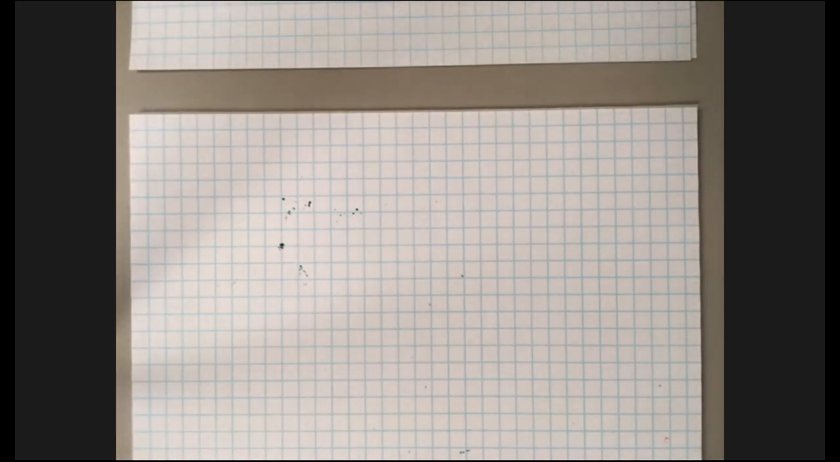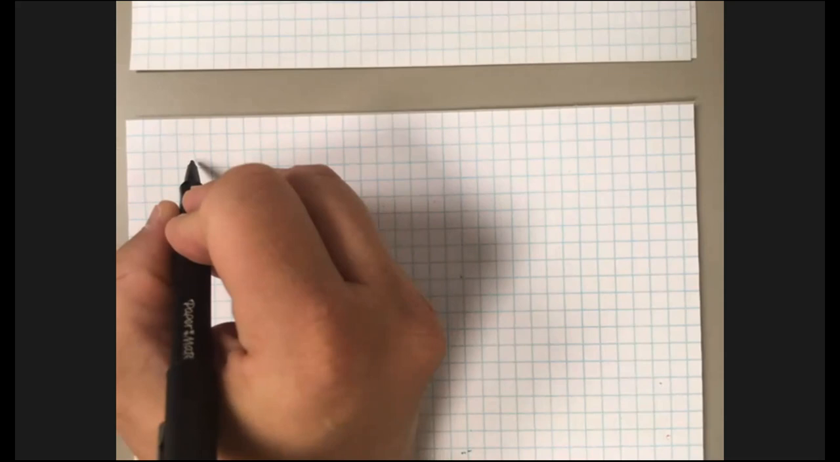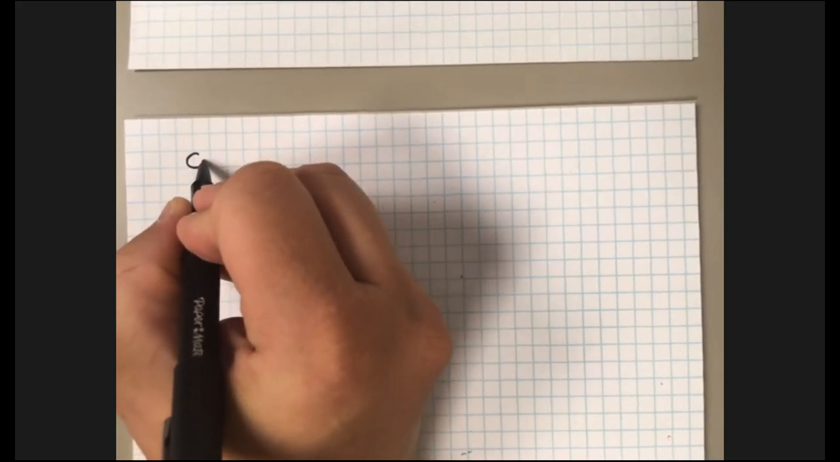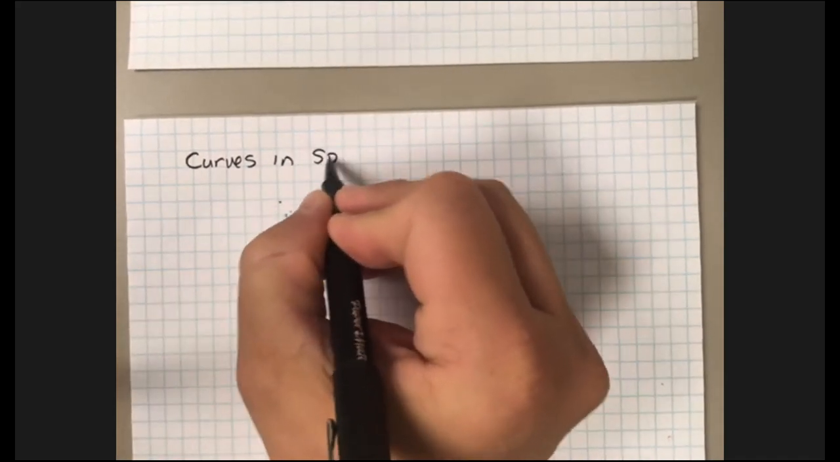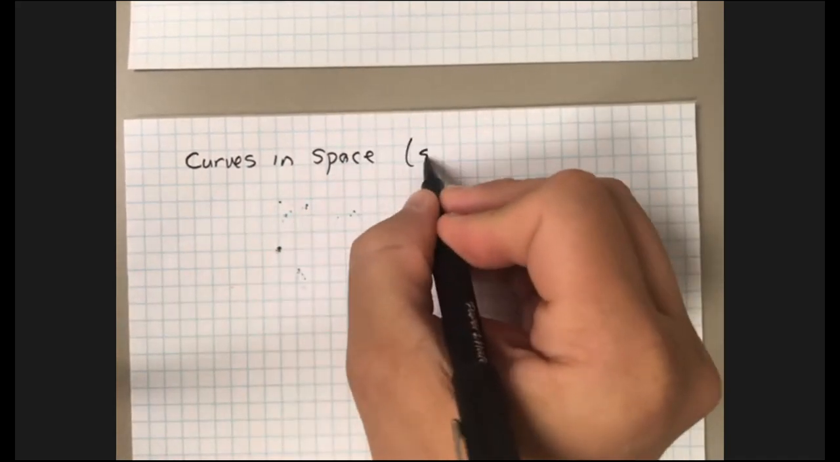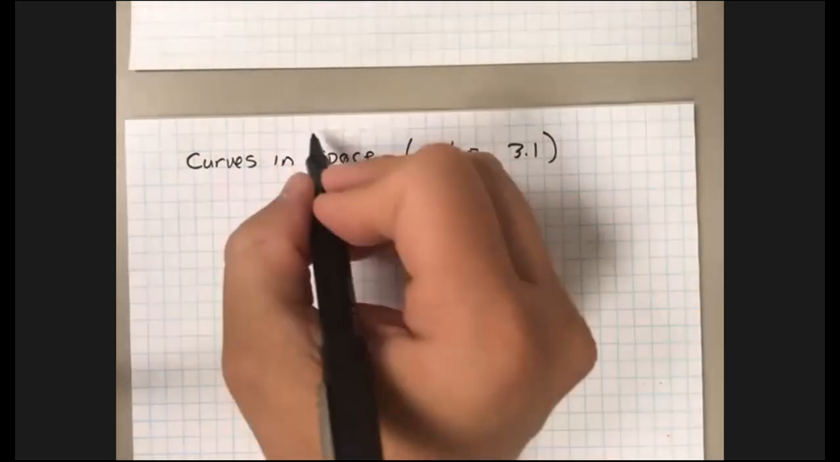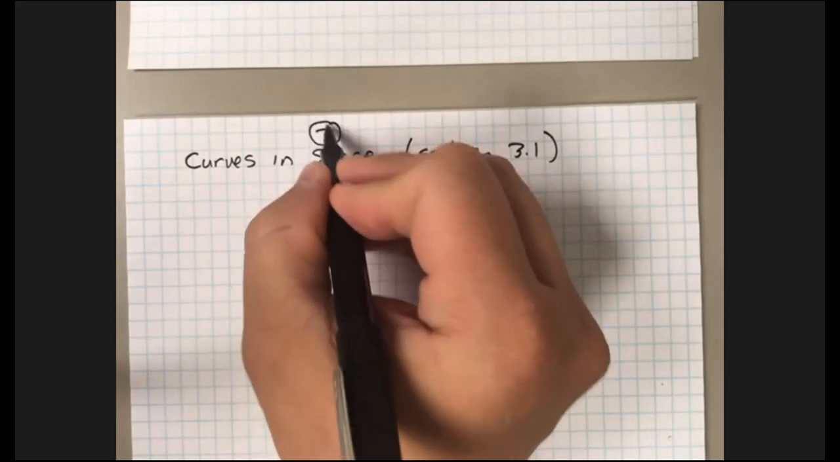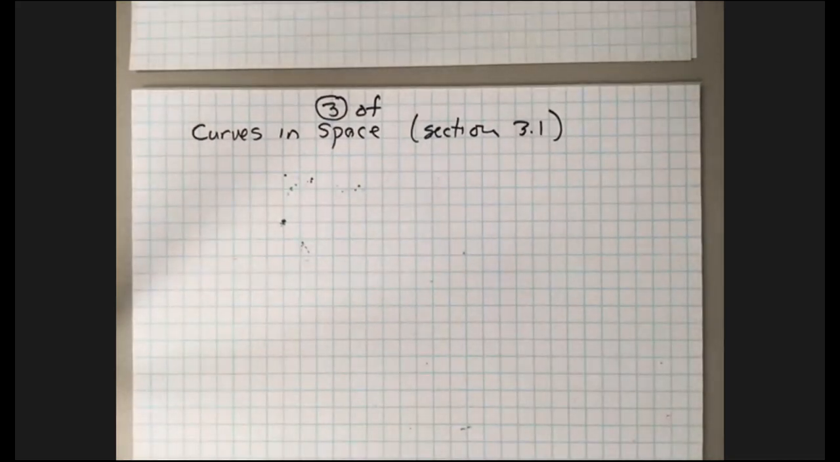And so let me move some papers out of the way here. I mean, we could do fancier conversion problems. We could do more practice converting, but I think it's time to talk about curves in space. This is section 3.1. This is only page 3 of our morning, because we spent some considerable time in Mathematica.